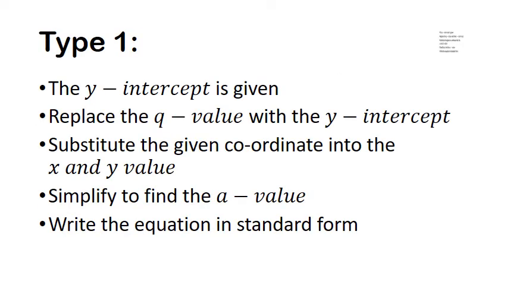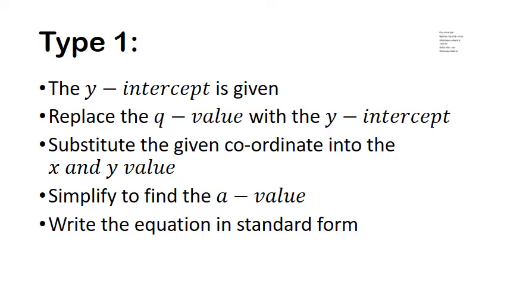So for type 1, this is where the y-intercept is given. You're going to replace the q value with the y-intercept. We're using the standard form, y is equal to ax squared plus q, and we know that q is our y-intercept, so you would replace the q value with whatever the y-intercept is.